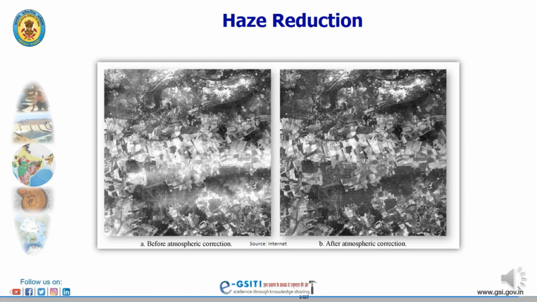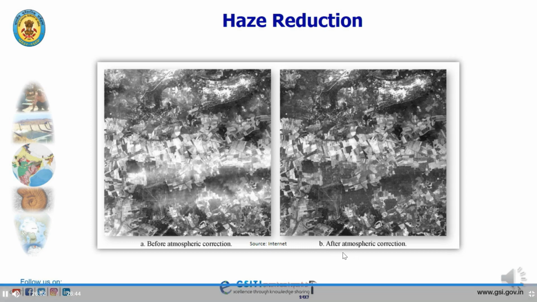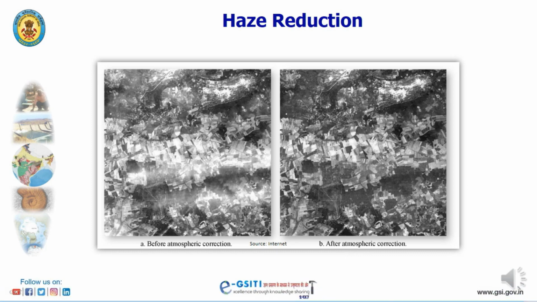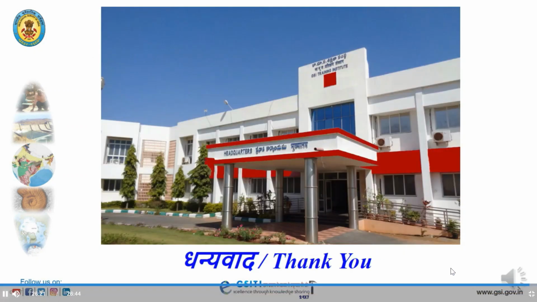Here we can see an image before correction and after correction. The influence of atmospheric attenuations are corrected by applying various radiometric corrections. Here we can see haze reduction. The presence of haziness in a satellite imagery is removed by applying the atmospheric correction methods. Through this, we can make our imagery more visible and interpretable.